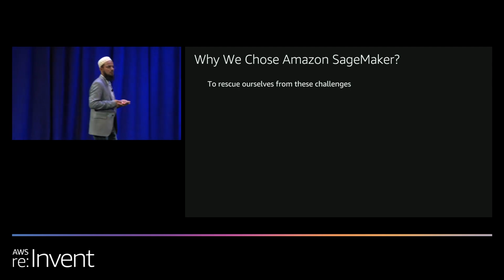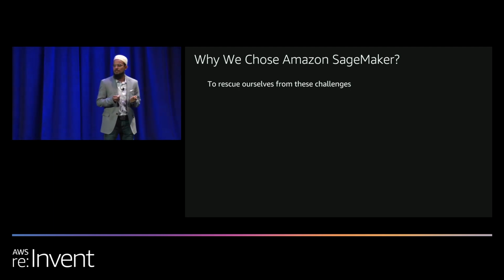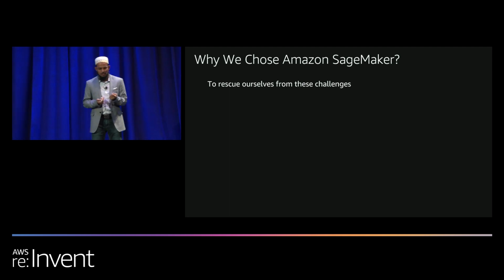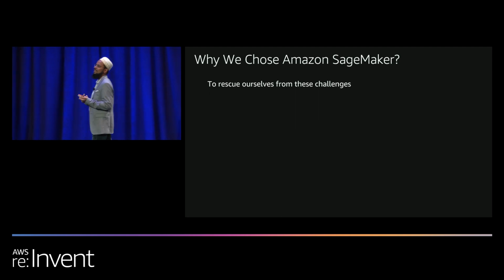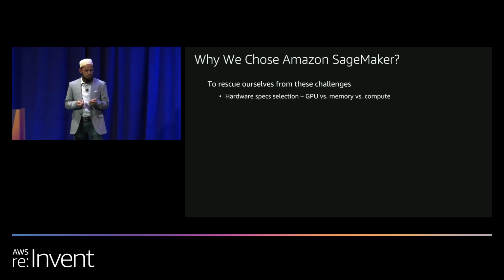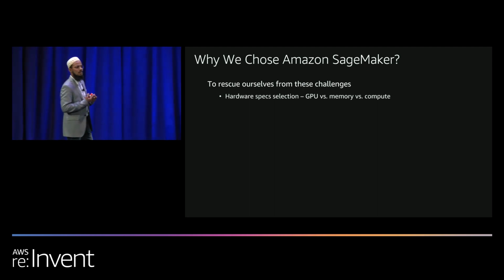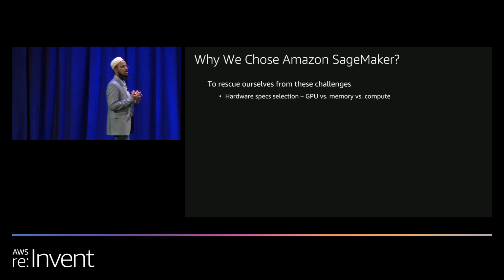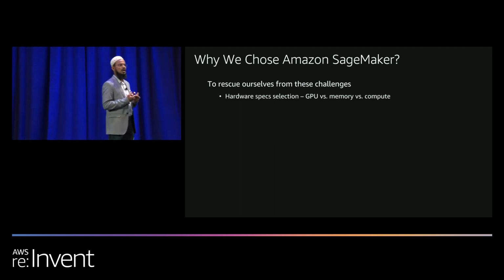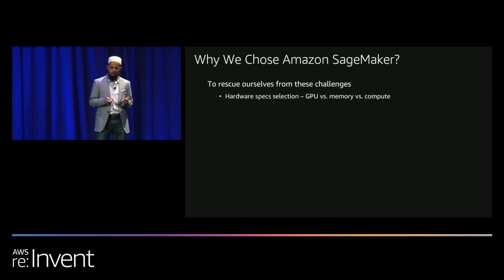So Mark touched on many of these points, but I'll just briefly recap some of the things which were important for us. In order to answer this question, let's think about what the key challenges are which we face when we are building an ML platform. The first thing is the choice of hardware. We need to choose the specification: how much compute, how much memory you require, how many GPUs, how many clusters, and so on.